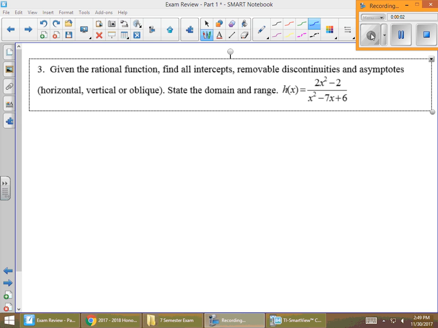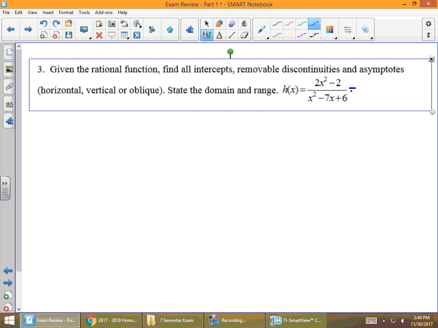More rational functions. Again, we're going to start by factoring, so we can see where our roots are, where our asymptotes are, and if we have any removable discontinuities. For this one, on top, I can factor out a 2. Ooh, and then I have a difference of squares.